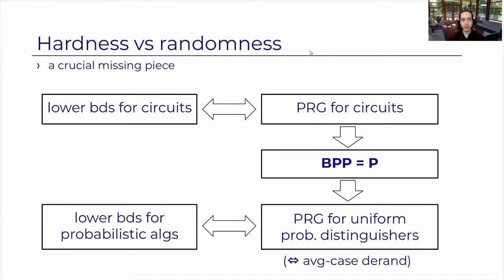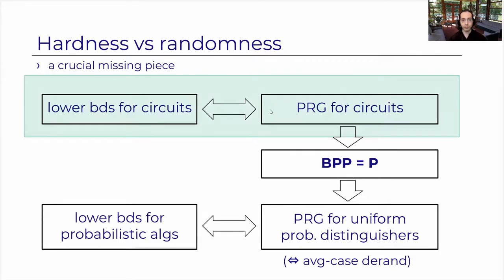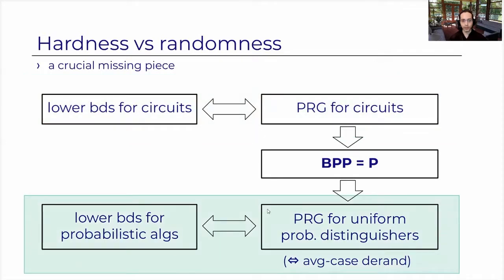And let's recap just to see what I said. I talked about two equivalences shown in classical hardness versus randomness. The first one is lower bounds for non-uniform circuits and PRGs for non-uniform circuits. And the second one is lower bounds for probabilistic uniform algorithms and PRGs for uniform probabilistic distinguishers, which give an average case derandomization. So this is the top one, and this is the bottom one.